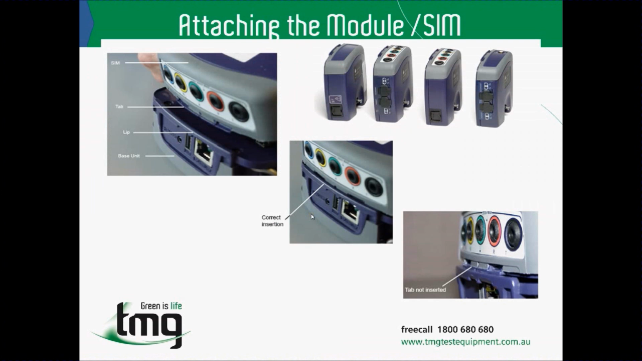HST3000 is ergonomically designed and it can handle many SIM modules that come with the unit. We have 4 different modules: 2 for copper, 1 for optical, as well as 1 for ADSL test and measurements. The modules are easily fitted on the back of the unit and securely tied, and as you can see we have the correct insertion shown in the following pictures. If the tab is not inserted in the right place, then the unit will not be able to perform the measurement.